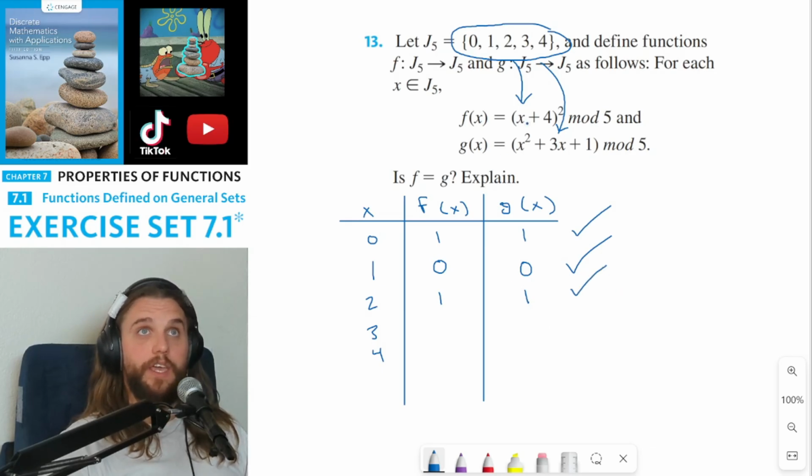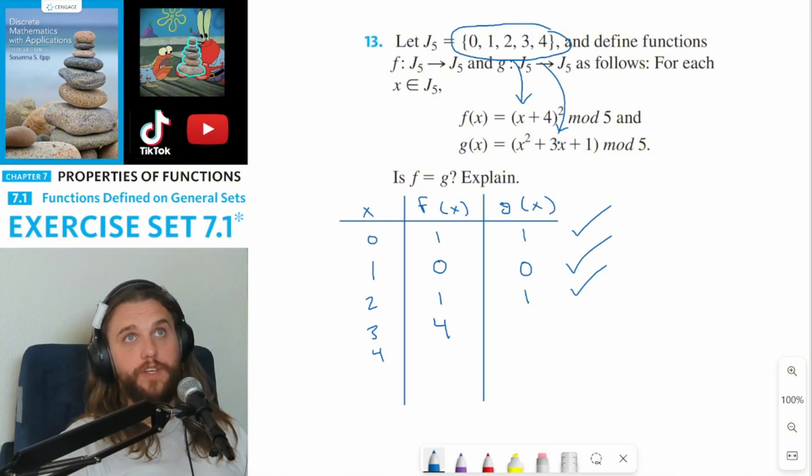f of 3 is 3 plus 4, which is 7. 7 squared is 49, mod 5 is 4. g of 3 is 3 squared, which is 9, plus 3 times 3, which is 9, plus 1, which is all together 19. 19 mod 5 is also 4.